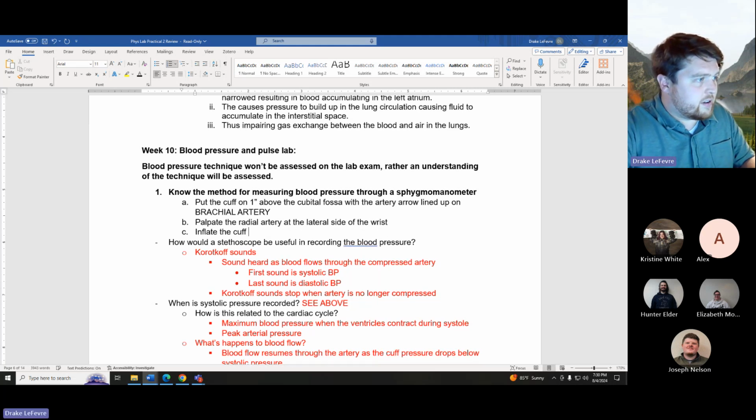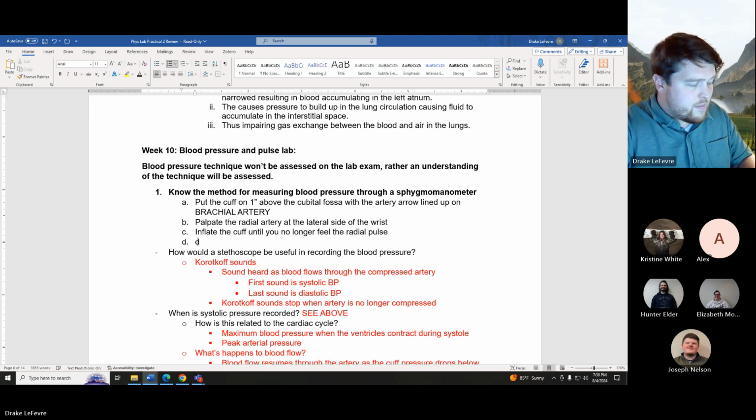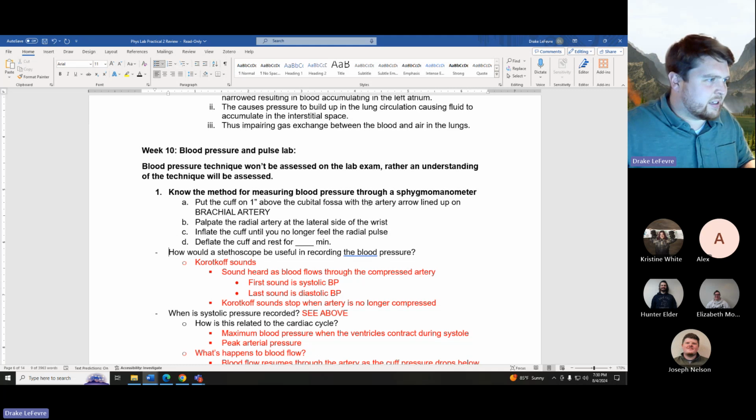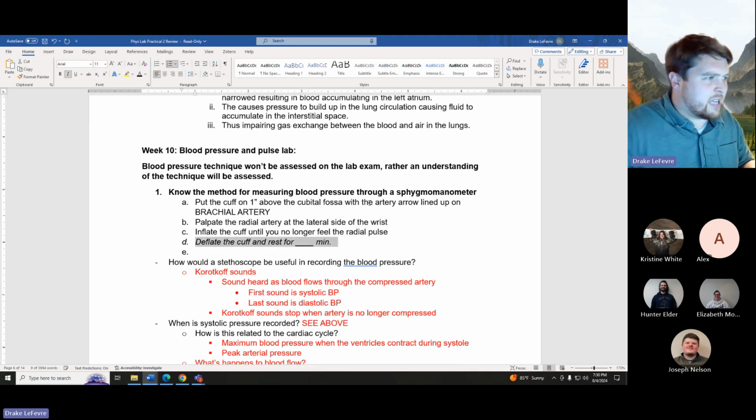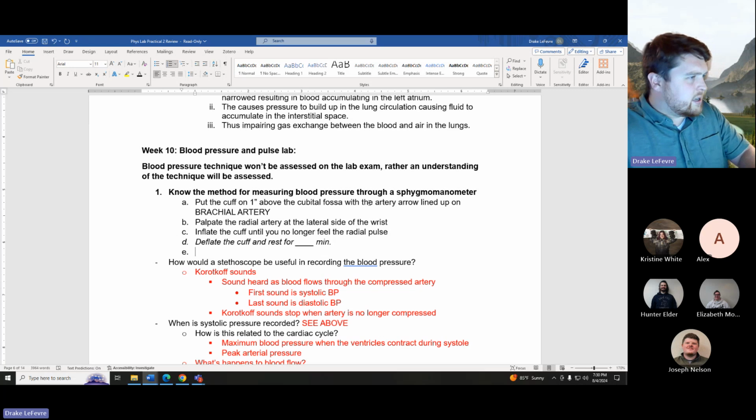Inflate the cuff until you no longer feel the radial pulse. Deflate the cuff. And I think you're technically supposed to rest for however many minutes, but that's a super technical thing you won't actually do in real life. Usually not asked. Inflate the cuff.